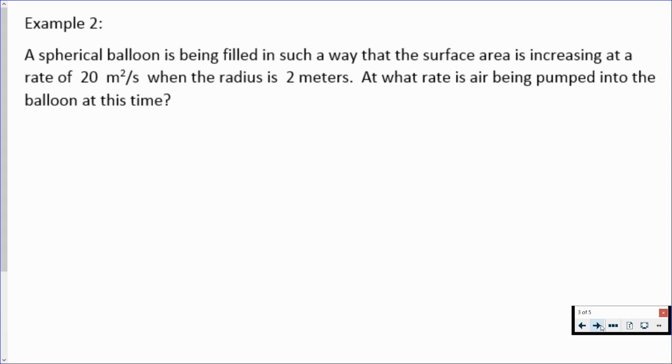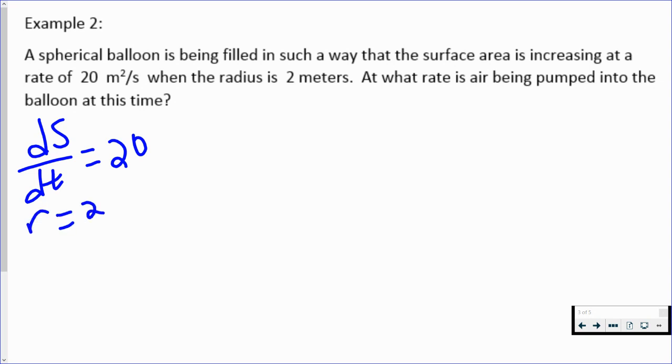Okay, so this is a lot. Let's take a look at what they gave us. Surface area is increasing at a rate of 20 meters squared per second. So that's the rate of change of your surface area. So that is dS/dt is 20 meters squared per second. And then the radius is 2 meters at this time. Okay, let's see what else.